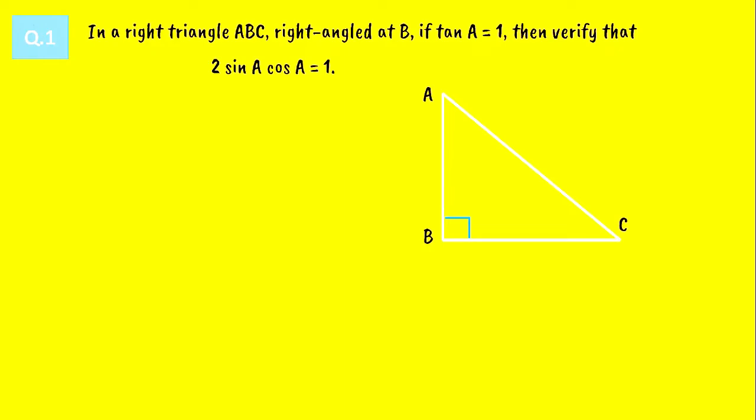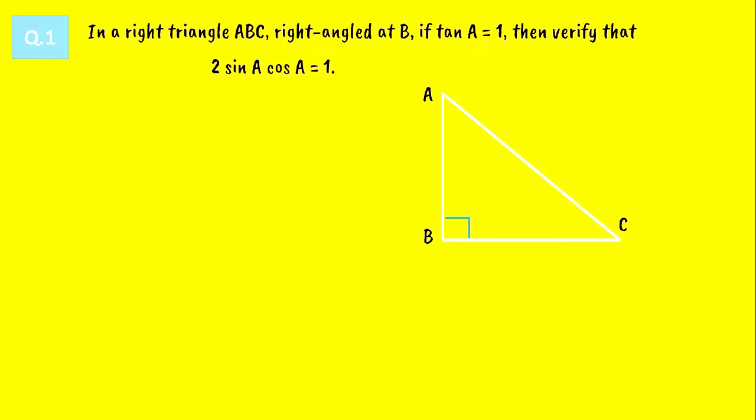You have to verify. Now if you get into the higher classes, that is class 11 and 12, you will deal with all these trigonometric identities, and that is true. That is, 2 times sine A into cos A is equal to 1, and that is nothing but sine 2A. In class 11 you will study that it is sine 2A.